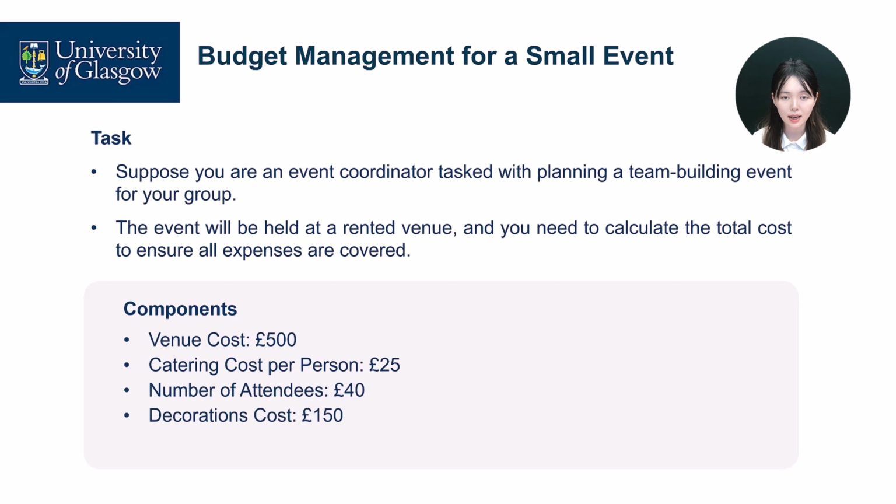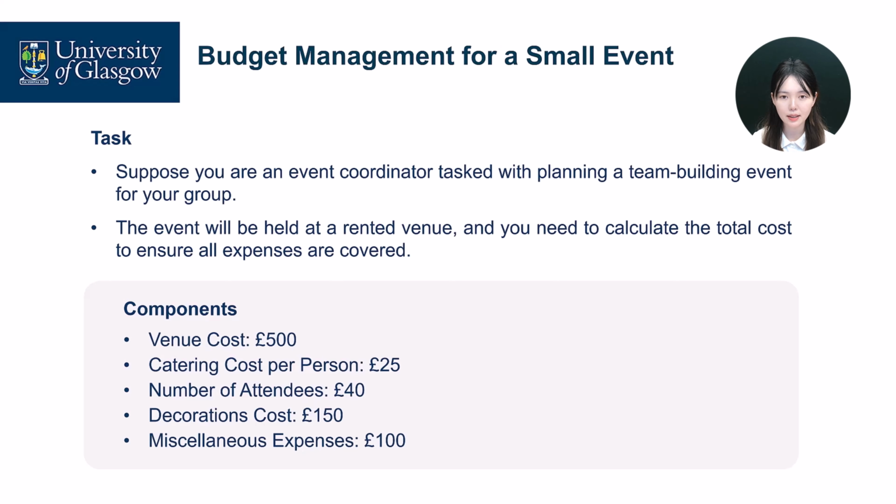We set aside £150 for decorations. To cover any unexpected expenses, we've allocated £100 to miscellaneous costs. Given these figures, can you calculate the total cost covering all expenses here?